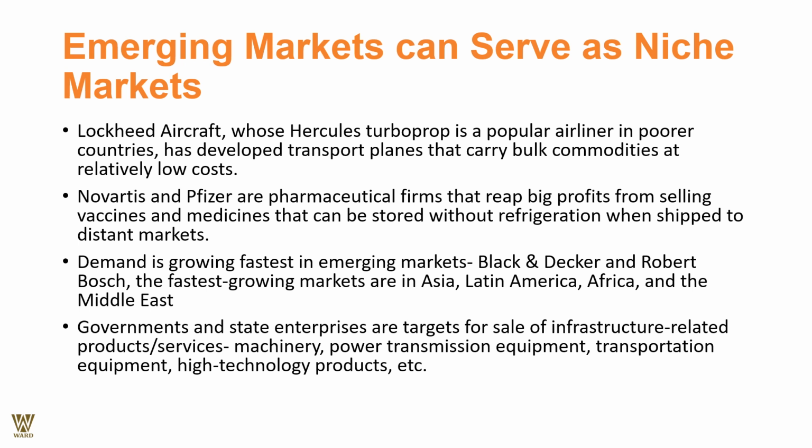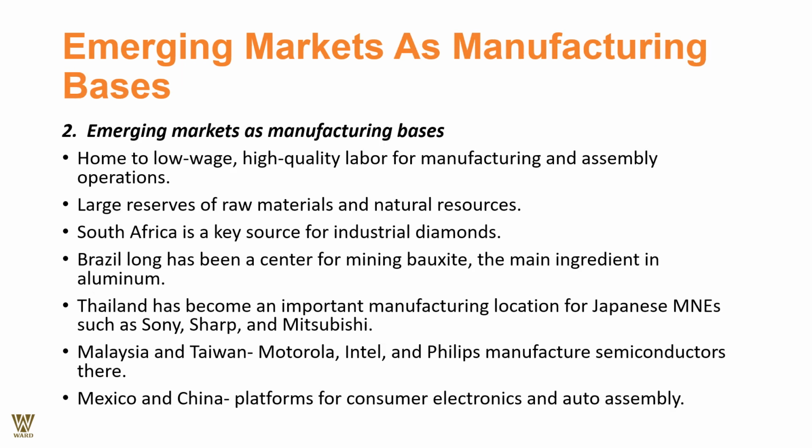Black and Decker, Robert Bosch. The fastest growing market is Asia. The fastest growing market is Latin America. The fastest growing market is Africa and the Middle East. Look, these are brands belonging to the advanced economies, but their growth is in the emerging markets. The government and state enterprises are targets for sale of infrastructure-related products, services, machinery, power transmission equipment, transportation equipment, and high technology products, as the case might be.